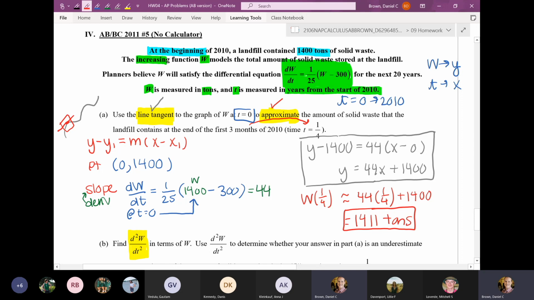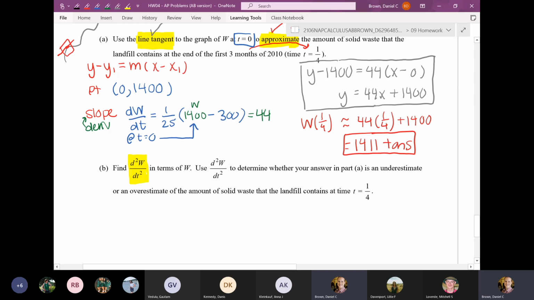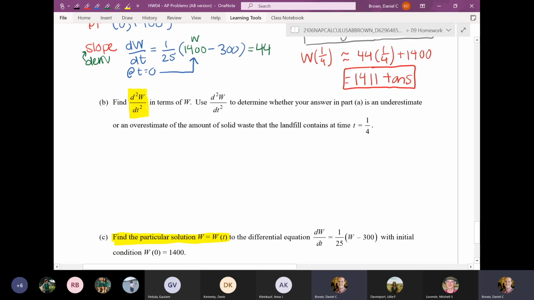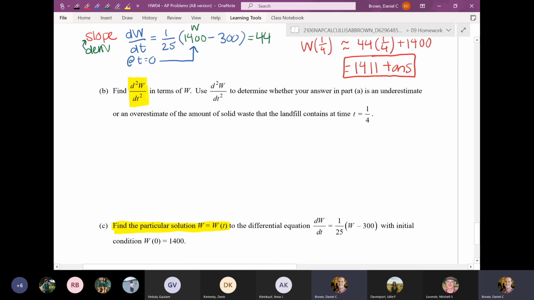All right, let's move to the second one. I chose the second one because I think this is a skill that students often forget. I can promise you there's going to be one question related to it on your test on Friday. And that is finding the second derivative of a differential equation. I'm going to rewrite that differential equation here. dW/dt is 1/25 (W minus 300). And it's asking us to find the second derivative.